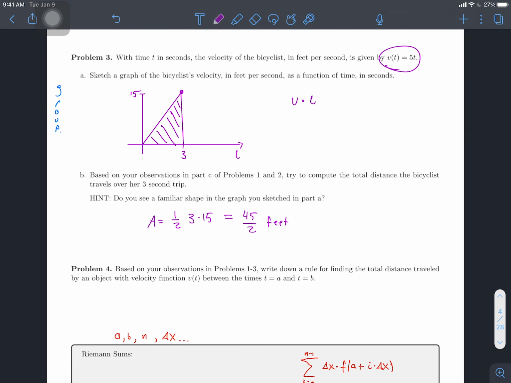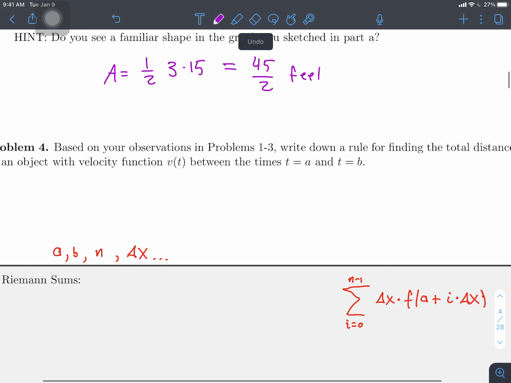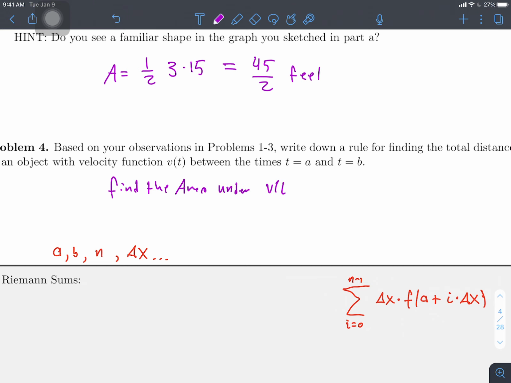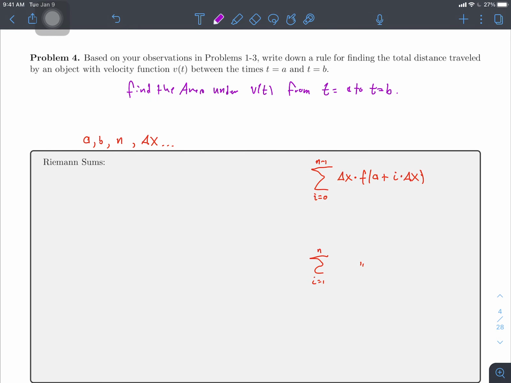All right. Sounds like people are pretty happy. So based on our observations in problems 1 through 3, write down a rule for finding the total distance traveled by an object with velocity function v of t between times t equals a and t equals b. Well, I think what we want to do is find the area under v of t from t equals a to t equals b. All right. Any questions so far?